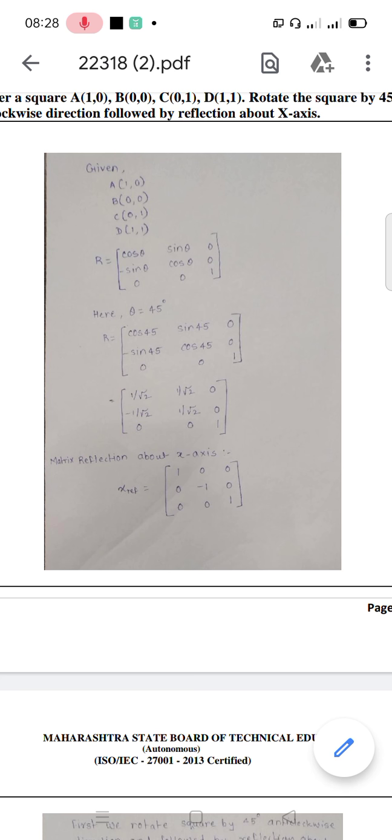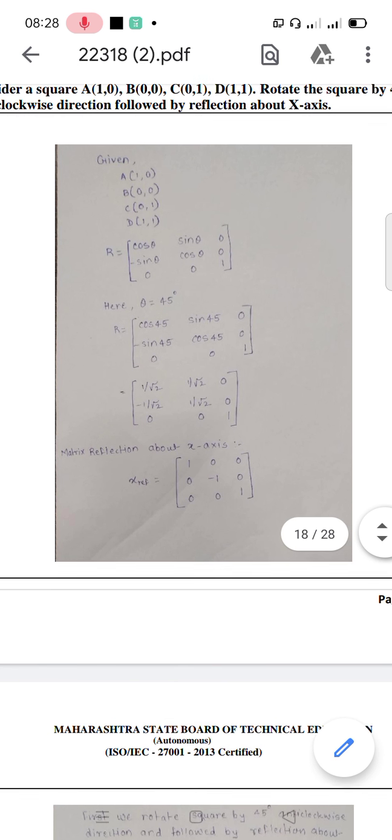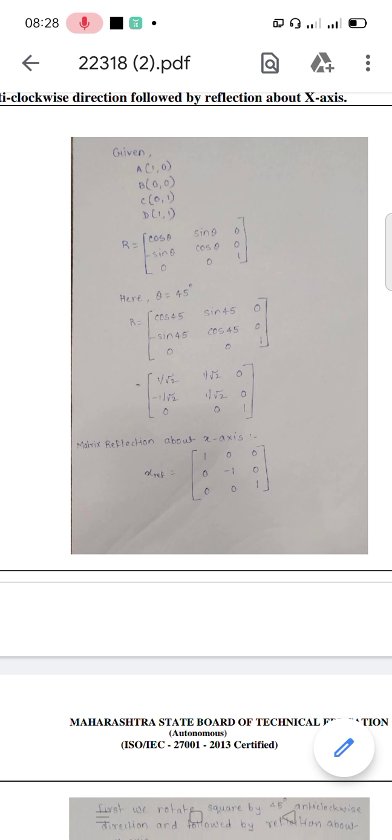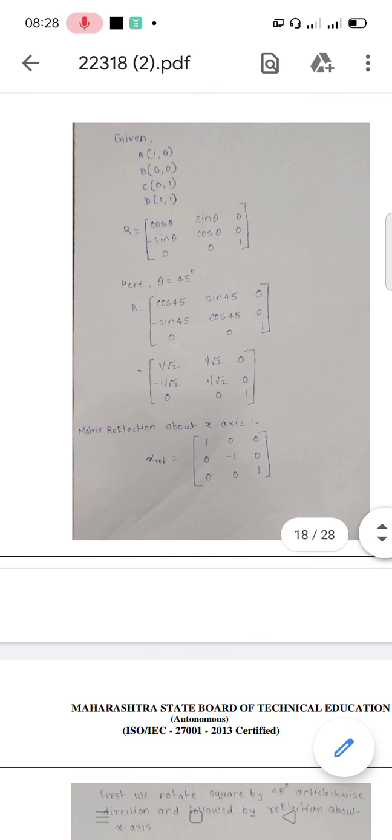Once we replace theta by 45 degrees, we will get the rotation matrix. So here we are getting the rotation matrix. So the first part is over, so that we have successfully computed the rotation matrix for rotation by a 45 degree angle.